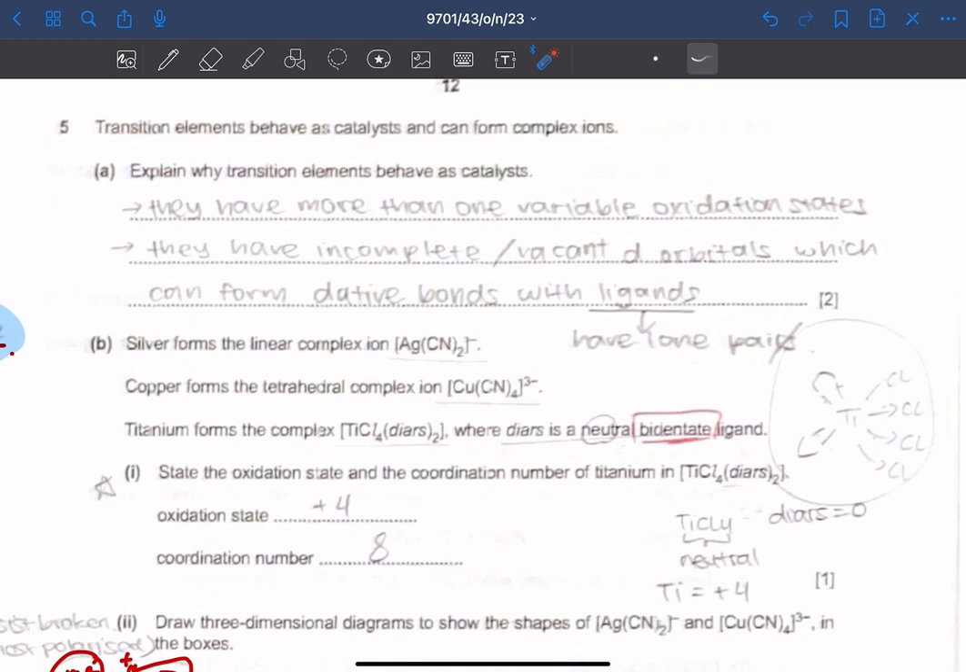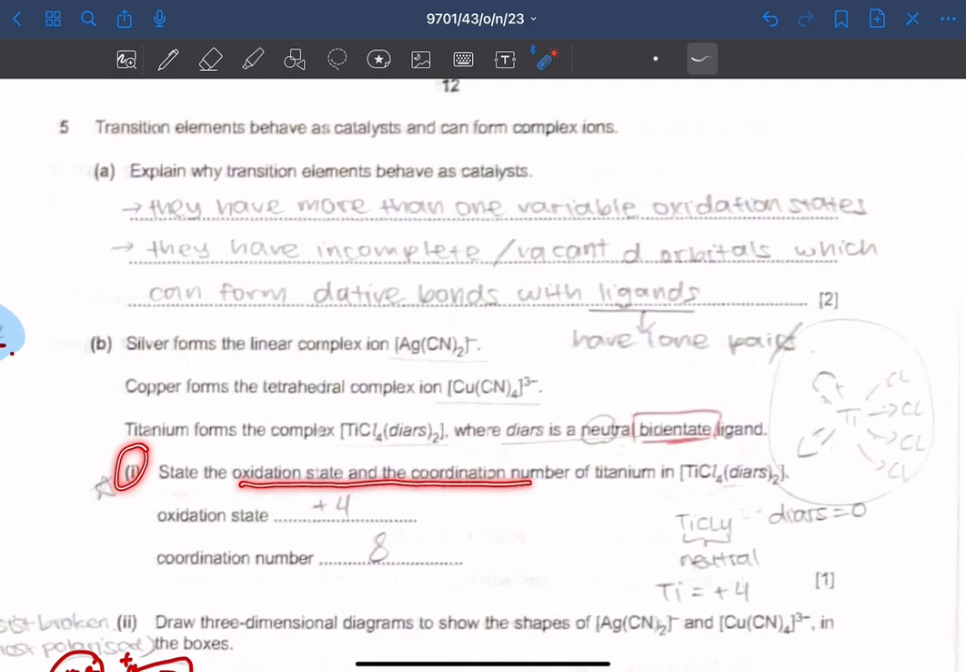So B, silver forms the linear complex ion [Ag(CN)2]-. Copper forms the tetrahedral complex ion [Cu(CN)4]3-. Titanium forms the complex TiCl4(diars)2 with a neutral charge, where diars is a neutral bidentate ligand. Bidentate ligand, sorry, bidentate ligand means that the diars forms two dative bonds to the central metal atom.